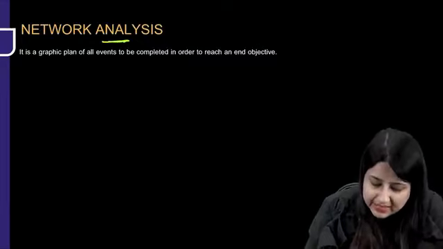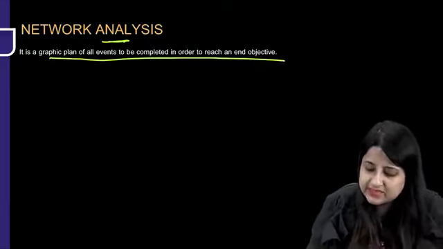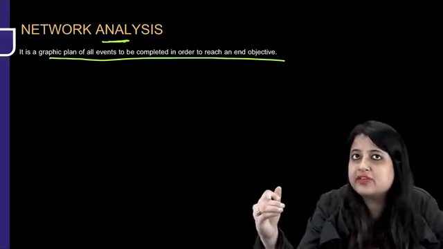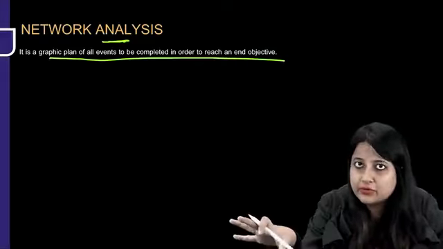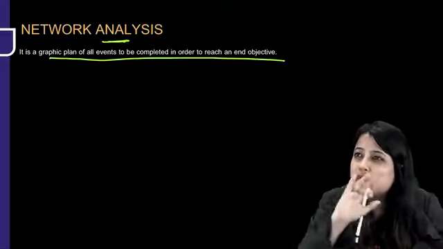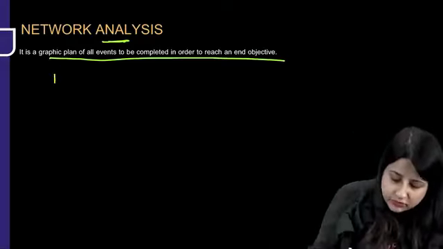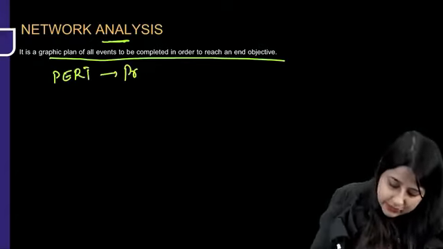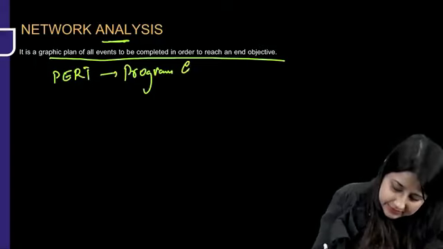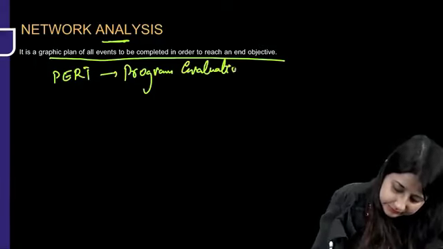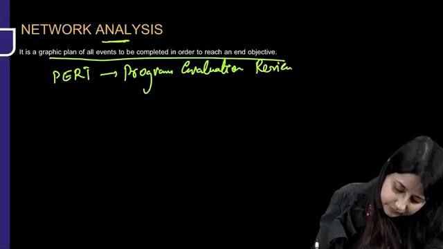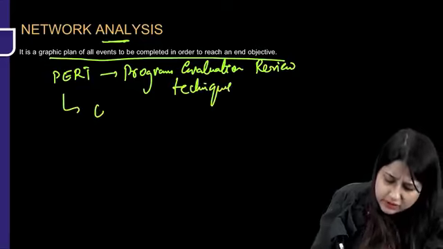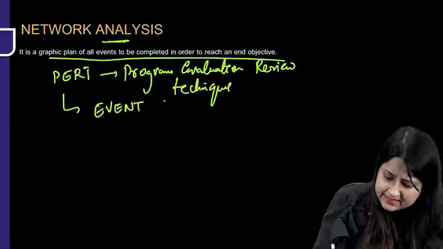Network analysis is a graphic plan of all events to be completed in order to reach an end objective. Like if I have to increase the immunization coverage of an area, there are a lot of activities which we have to do, okay. So we have to arrange all the activities in an order. So that is PERT, okay. PERT is program evaluation review technique, okay. In PERT, what we do? We just do an event sequencing.